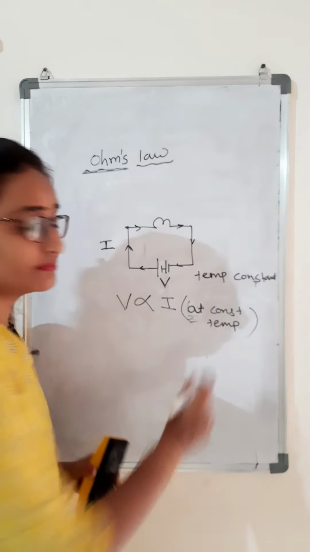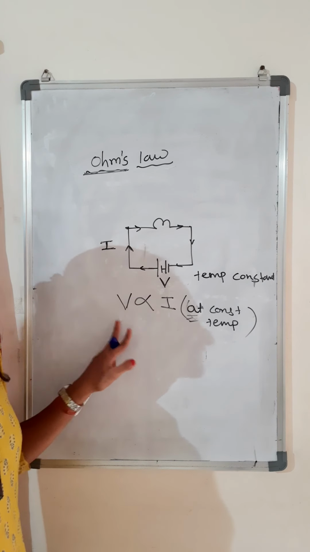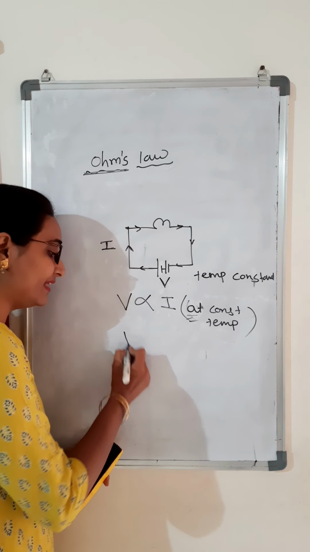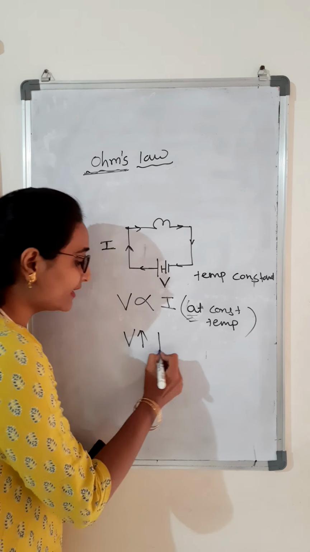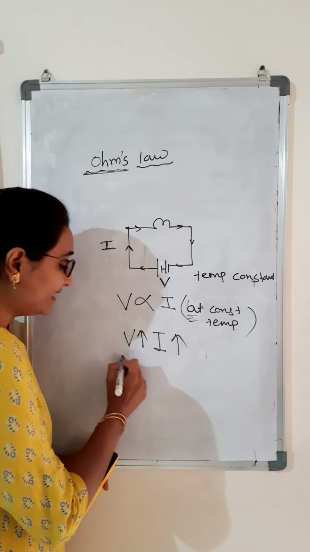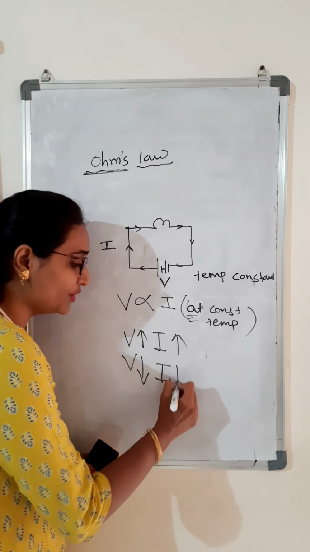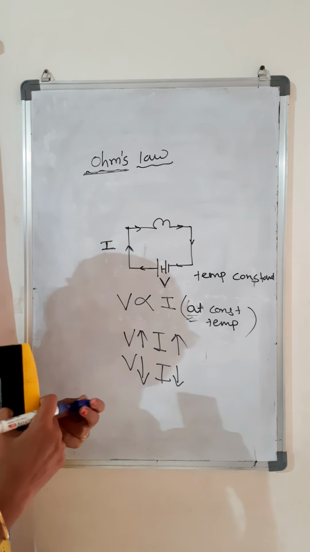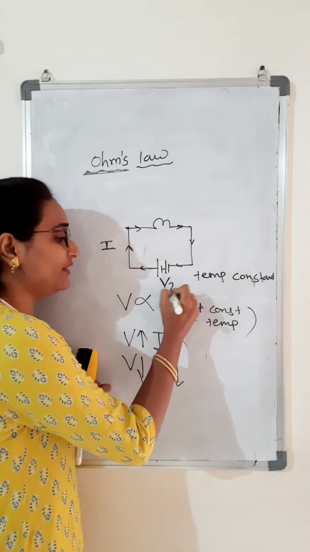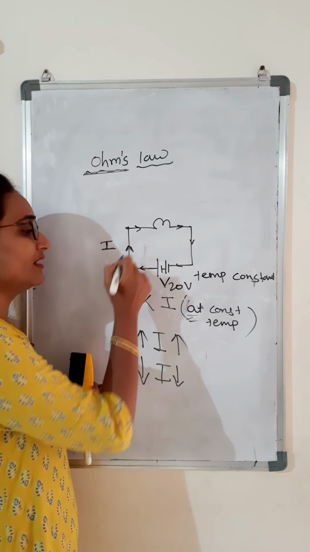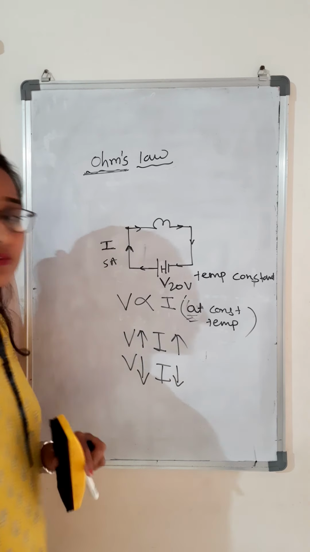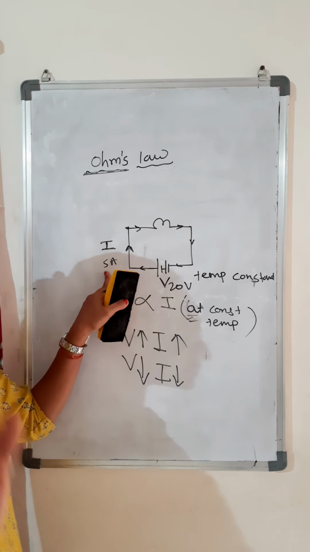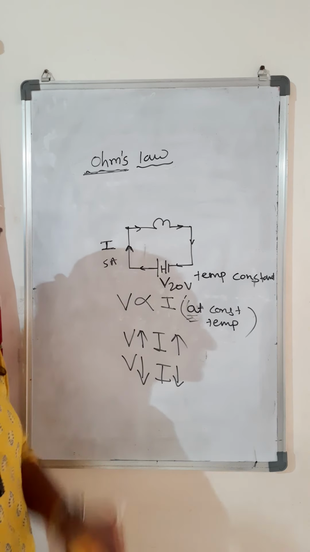This is very important. If temperature is not constant, it will not follow. The meaning of this is, if I increase the potential difference, current will also increase. If I decrease the potential difference, current flowing through that conductor also decreases. Suppose I first give a 20 volt battery, and the current flowing is 5 ampere.